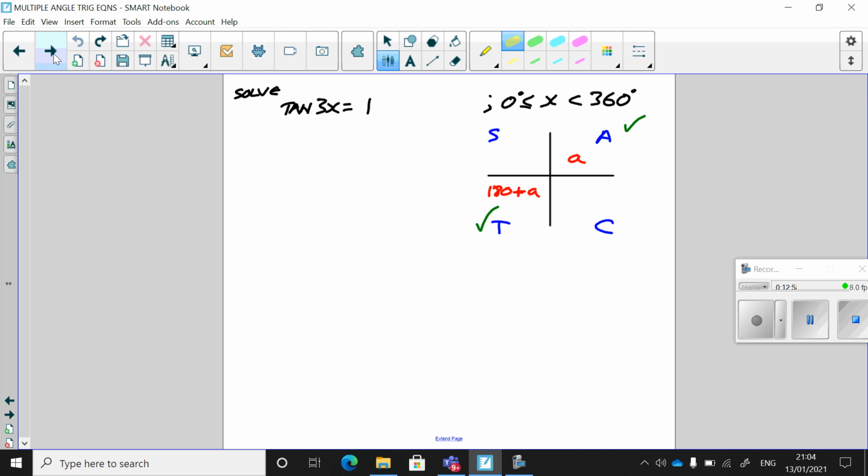There's a little formula, a and 180 plus a. Technically I should have put in there 3x equals a and 3x equals 180 plus a, but I'm not going to. Less is best.